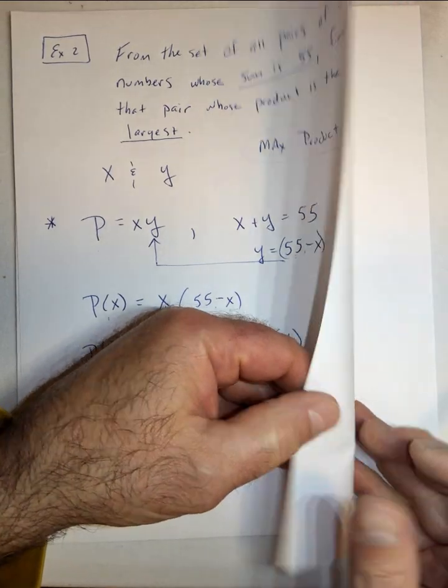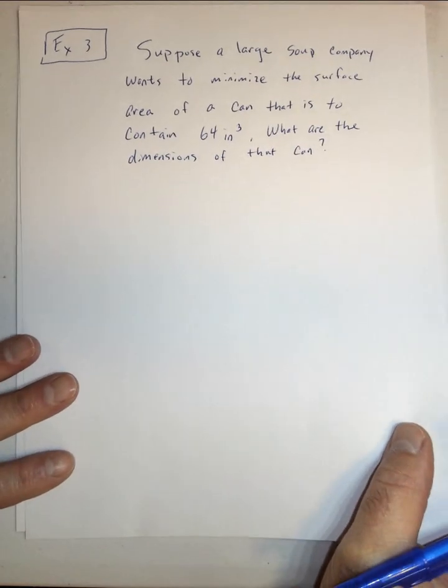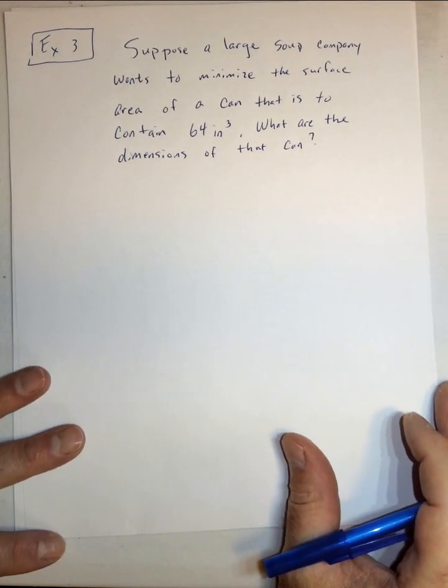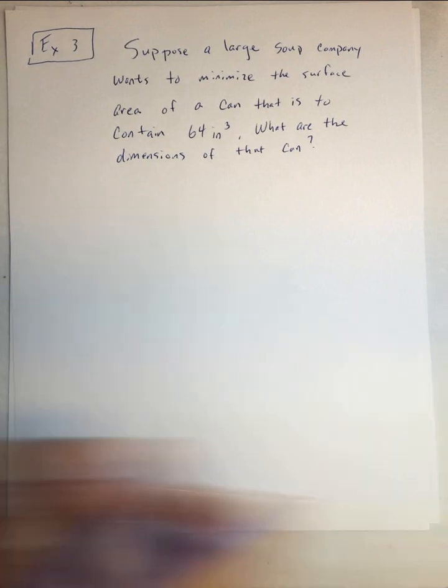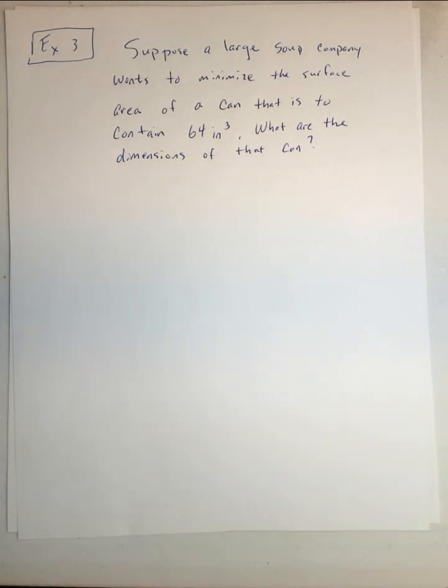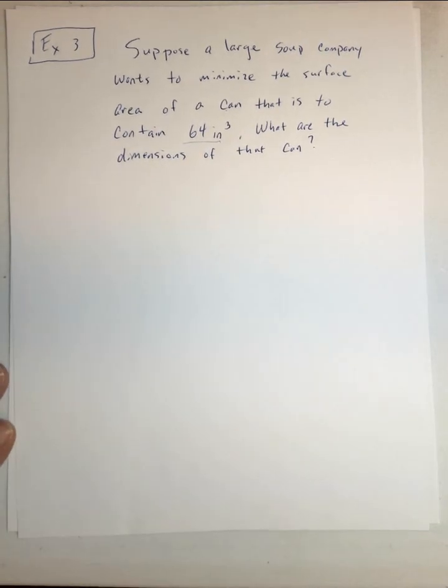Example 3. These are going to get more fun as we roll along. So now a real good application here. We are a large soup company, a big one like Campbell's, manufacturing soup, and we need the soup to contain 64 cubic inches. So we're making a can, which is in this case a cylinder, and we want to minimize the surface area of the can, and we would want to do that because then that minimizes our cost.